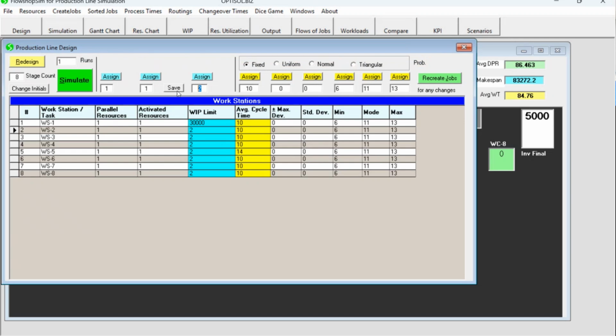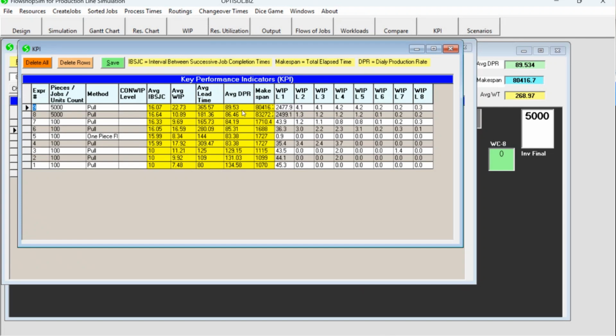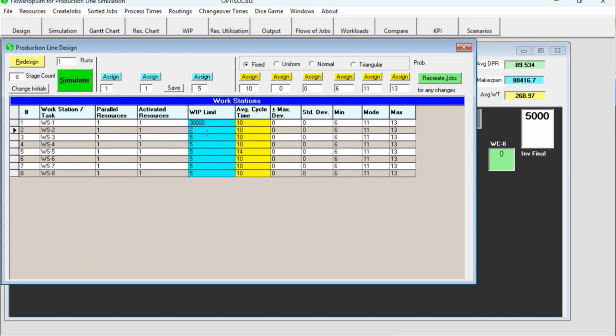Now, instead I will put the inventory limit at 5. Then I expect more productivity. Let me simulate this scenario. Here I'm getting 89.53. Because of the failures, we can get at most 89.5, so this is close to that. But right now, the average inventory is 22.73, and we allowed up to 5 pieces to wait. There's a possibility we can reduce this limit at some workstations and again not lose any productivity.